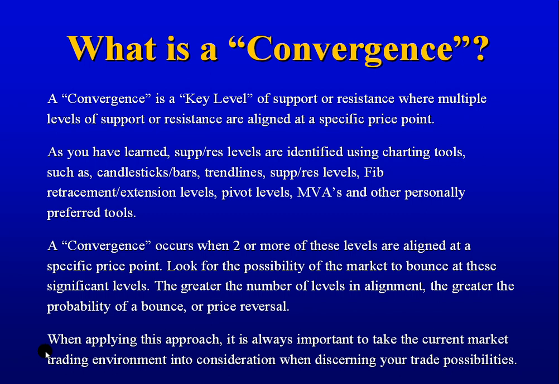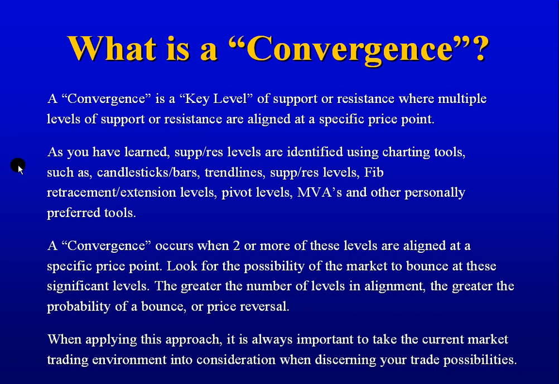What is a convergence? We've of course addressed it leading up to this time, but we're going to get into some more detail. A convergence is quite simply, it's also titled a key level. We also call it a key level, which is a level of support or resistance where multiple levels of support and resistance are in alignment at a specific price point. And when I talk about support and resistance, we can refer to fractals, and again pivots, Fibonacci, candlestick formations, trend lines, etc.